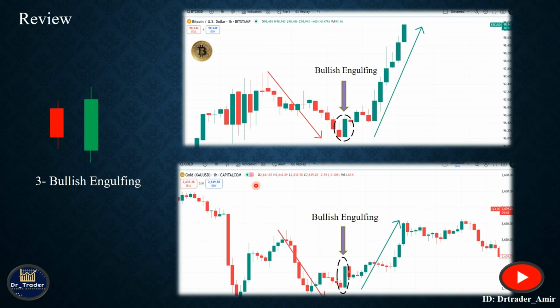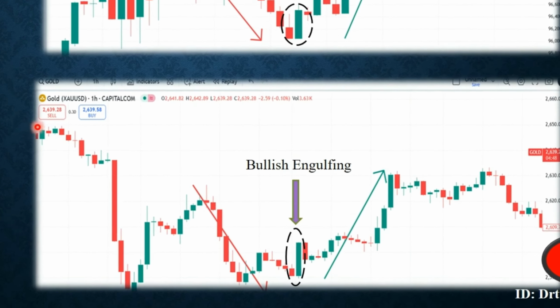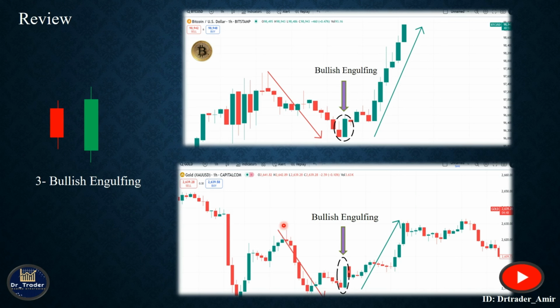And the second instance is from the gold market, and we can see that at first there was a downtrend and the price decreased from approximately $2,630 to less than $2,500, and the market suddenly saw this bullish engulfing candlestick pattern, and it was so sensitive to this pattern that it changed the trend from downtrend to uptrend. And also the price increased from $2,500 to more than $2,630.